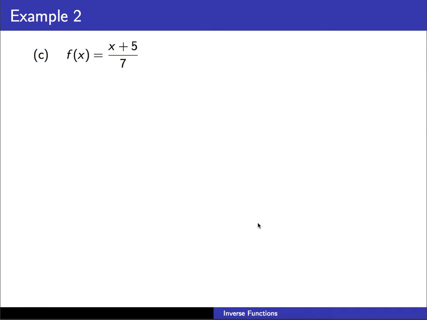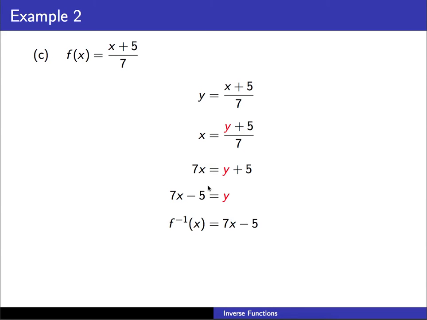Part C, x plus 5 all over 7. So it's a little bit like the last problem's answer. So let's make this y equals x plus 5 all over 7. And then we'll switch our x and our y. Red y, red y. And now we want to get this red y by itself. So let's get rid of this fraction by multiplying both sides by 7. So we get 7 times x equals red y plus 5. And to get red y by itself, we want to subtract 5 from both sides, and we get 7x minus 5. So our inverse function is 7x minus 5.